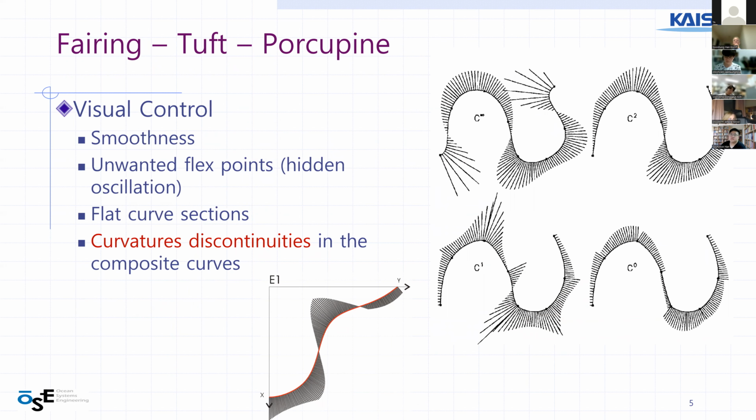This is a simple process for drawing the curves. Actually, the right image explains the curvature of the curves. The perpendicular lines are representing the radius of the curvature. So by controlling these straight lines, you can smooth the overall curve of the lines. So basically, you should eliminate the unwanted flex points, and as you design, some curvature discontinuities must appear in the composite curves.